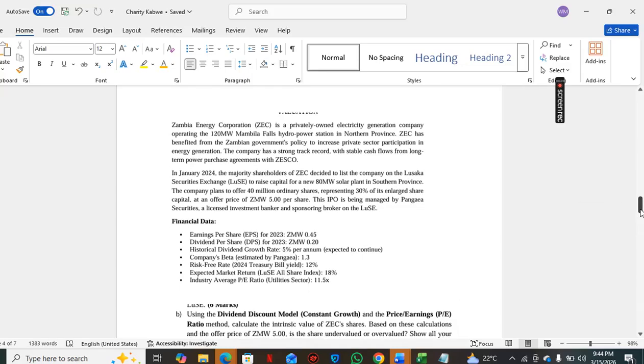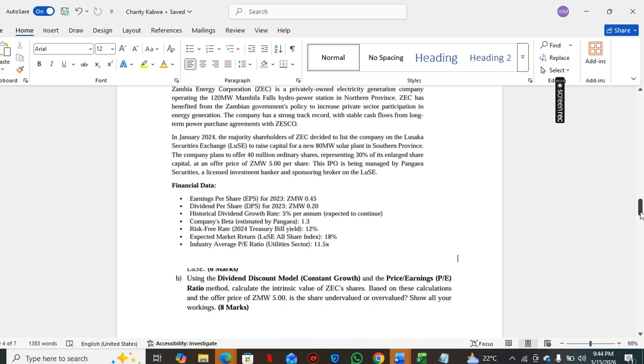Company which is trying to enter into the securities exchange. All right. So we're looking at part B of this question. We're asked, using the dividend discount model and the price to earnings ratio method, calculate the intrinsic value of ZEC's shares. Based on these calculations and the offer price of 5 kwacha, is the share undervalued or overvalued? Show all your workings.